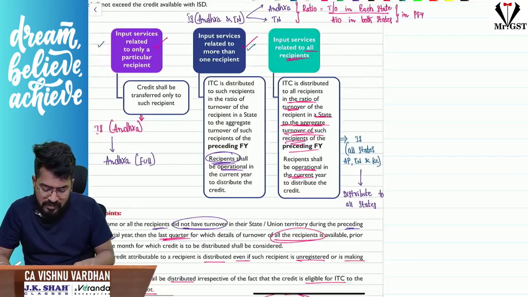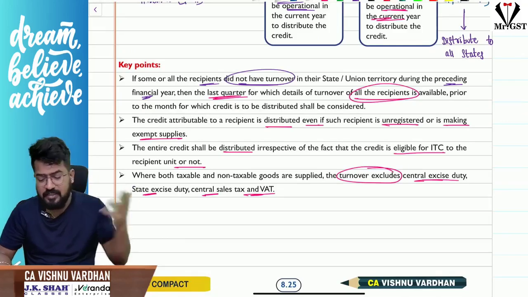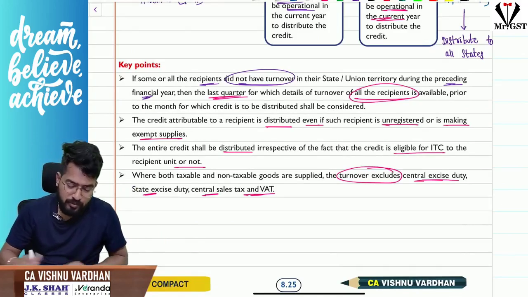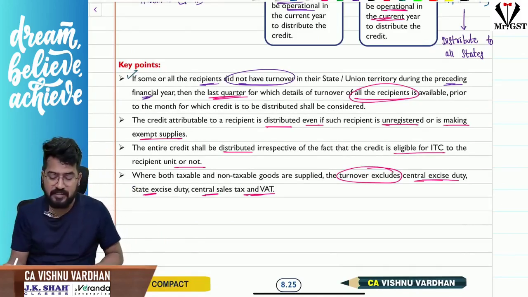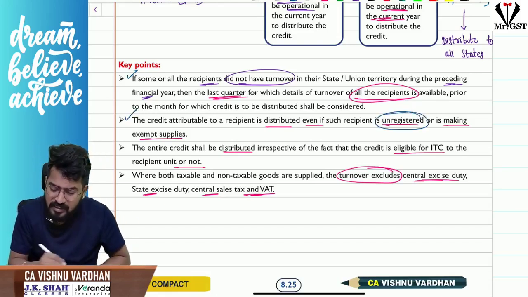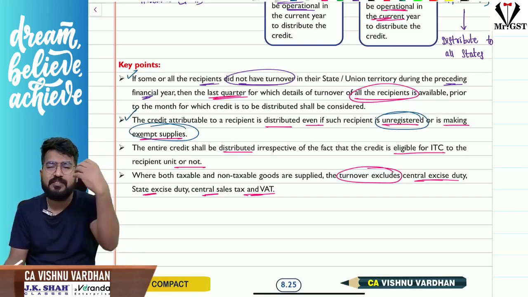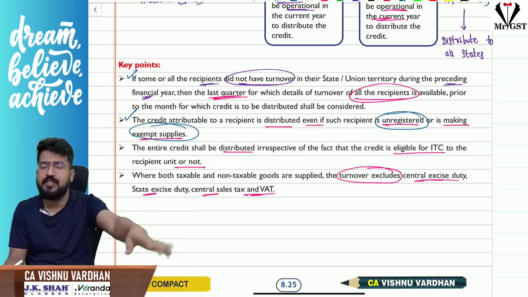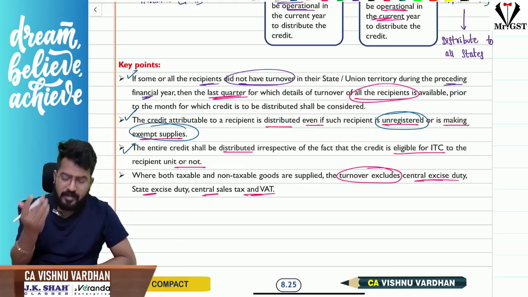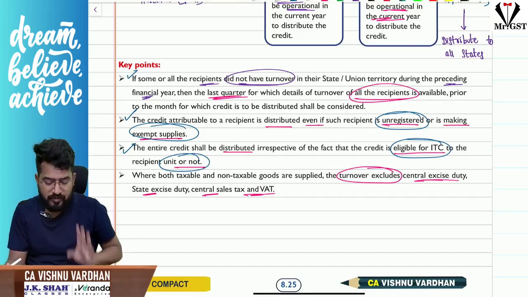Now, please understand there are certain key points here. Sir, if they don't have turnover in the last preceding financial year, how do we proceed? Whatever the last quarter turnover available, in that ratio you should split. That is one important point we should understand. The next one is, as I told you, distribute the credit even if the recipient is unregistered or making exempt supplies. Distribute the credit whether they are eligible for ITC or not, just like you raise an invoice on an unregistered customer. Just distribute the credit, raise an ISD invoice. Next, the entire credit is distributed, whether the opposite fellow is eligible for ITC or not, it does not matter. That is also we have already discussed.